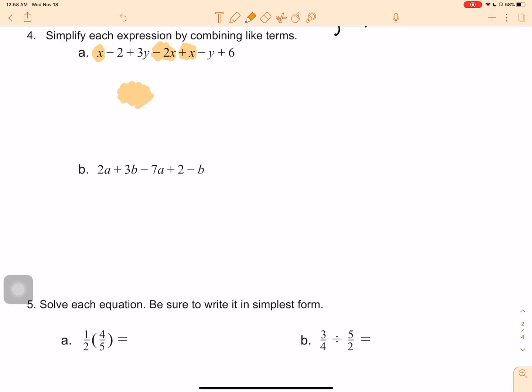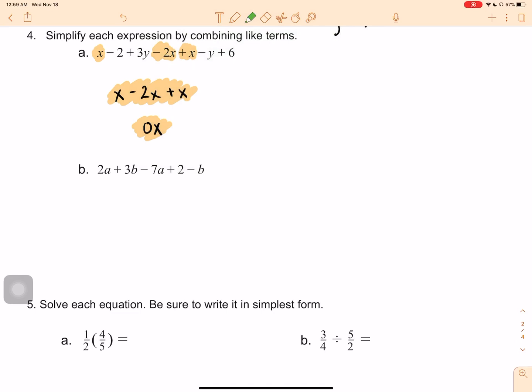So you could always write them all out, or you could just do them all in your head for all the oranges. So I know for oranges I have x minus 2x plus x. I've seen some students reorder them just like that, and that's totally fine. X minus 2x is negative 1x, plus x is 0x. So those cancel out.